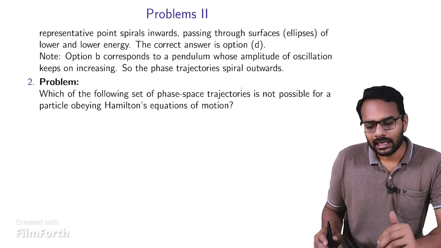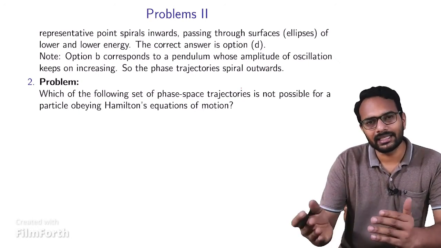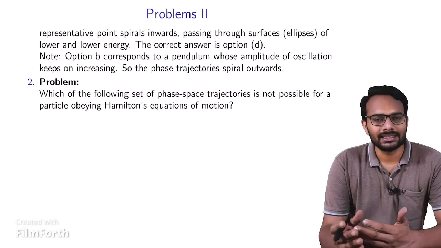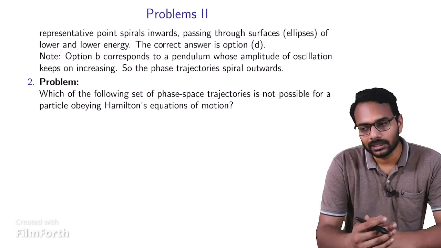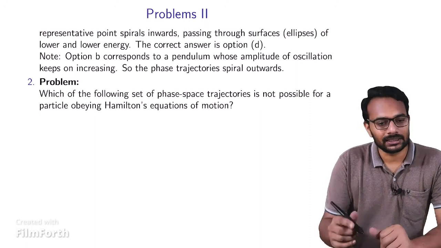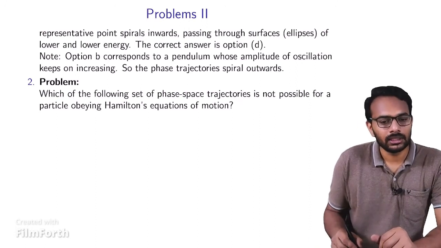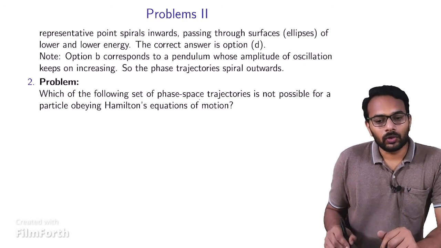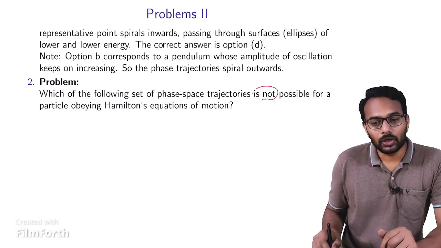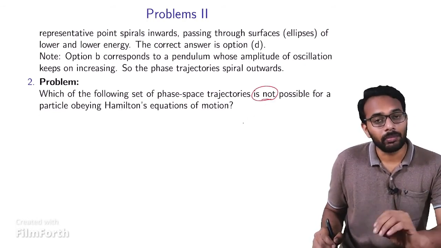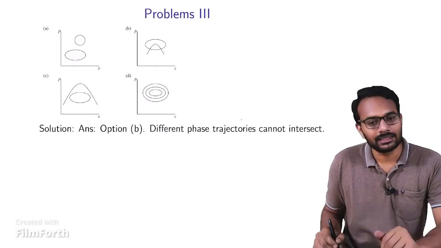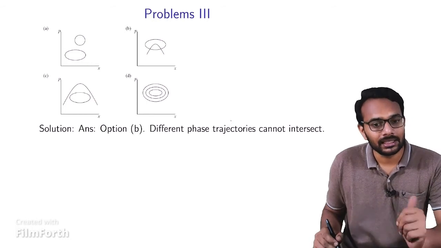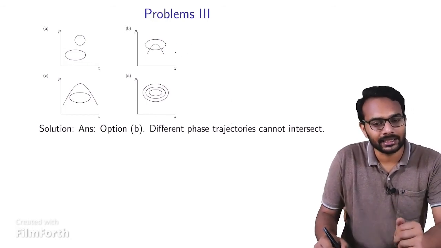But as the year goes, the problems may get a little bit more complicated. You may have to draw a potential energy curve and then actually plot the phase space portrait, just as we said. Which of the following set of phase space trajectories is not possible for a particle obeying Hamilton's equations of motion? These are the options. This also was a previous year NET question. I just took it directly out of the question paper.